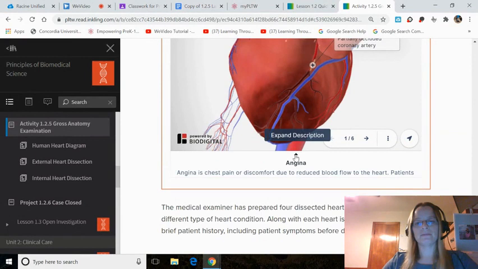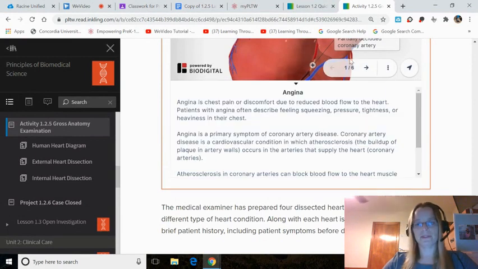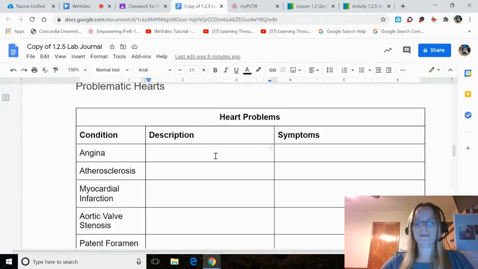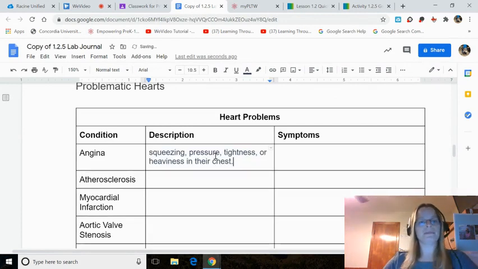Here we go. So I'm going to expand the description. There's 6 of them here. Angina is chest pain or discomfort due to reduced blood flow to the heart. Patients with angina often describe feeling squeezing, pressure, tightness, or heaviness in their chest. So those are symptoms. Highlight those. Control C for copy. Control V for paste.